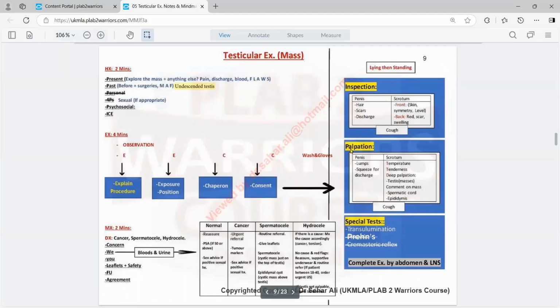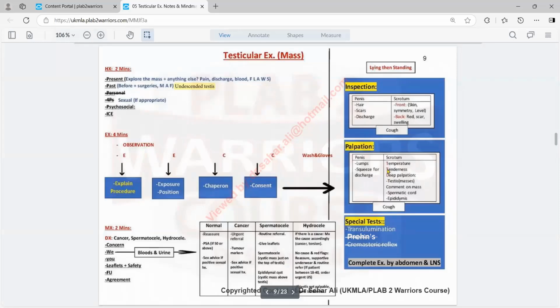Then you move on to palpation. In palpation, you tell the patient, I'm going to feel your testicles and your penis as well, if you don't mind, Mr. X. I just need to check if there is any mass or not. Then you check the penis for any lumps, squeeze the penis for any discharge, and then you move on to the scrotum. Your examination in palpation is TTD.